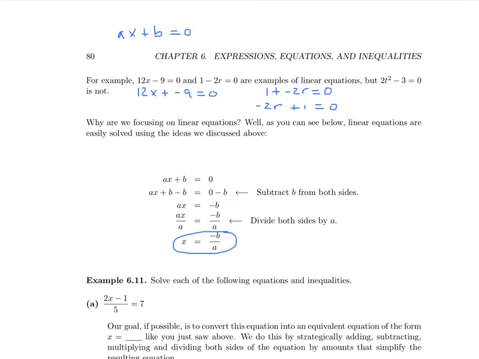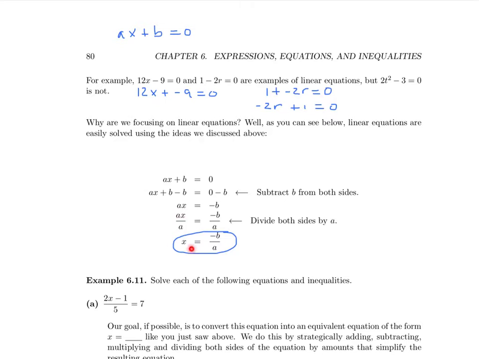This will give us an equivalent equation. If I subtract b from the left side, b minus b is 0, and I'm left with ax. Subtracting b from the right side gives me negative b. So this equation right here is equivalent to the equation up here, but it's a little bit simpler.